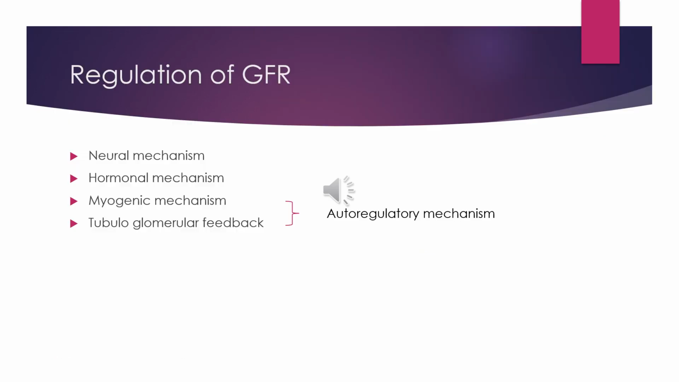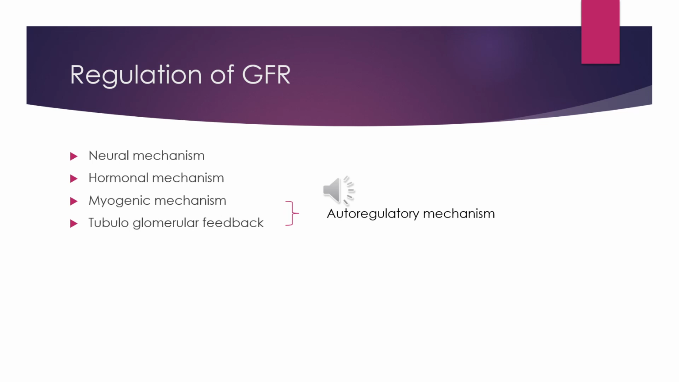Regulation of glomerular filtration rate. It involves neural mechanism, hormonal mechanism, myogenic mechanism, and tubuloglomerular feedback. In neural mechanism, the activation of sympathetic fibers causes constriction of afferent arterioles, and it reduces the renal blood flow, thereby decreasing glomerular filtration rate. So, sympathetic stimulation, which occurs in emotion, fear, pain, etc., will cause reduction in glomerular filtration rate.